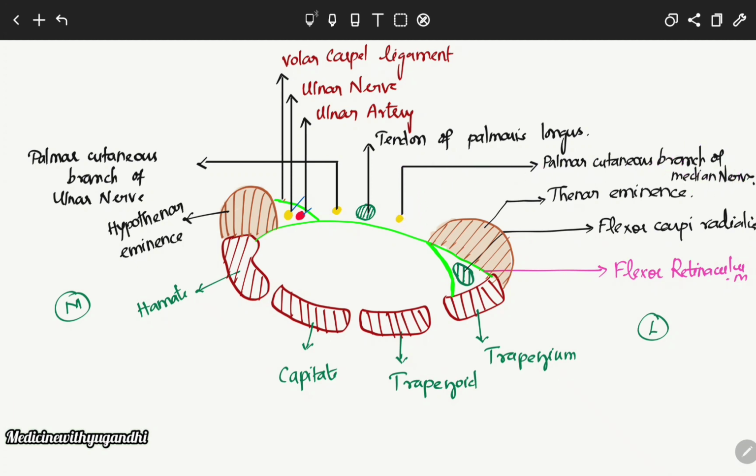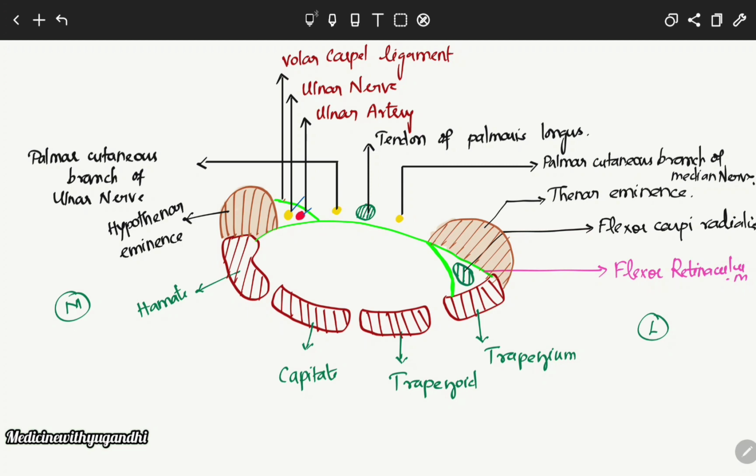Once again, I am repeating the structures superficial to the flexor retinaculum from the medial side to the lateral side. They are the hypothenar eminence, then the ulnar nerve, the ulnar artery, then the palmar cutaneous branch of the ulnar nerve, then the tendon of palmaris longus, then the palmar cutaneous branch of the median nerve, then the thenar eminence. These are all the structures that are superficial to the flexor retinaculum.